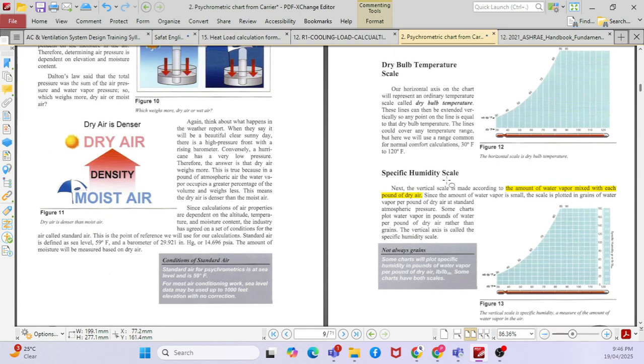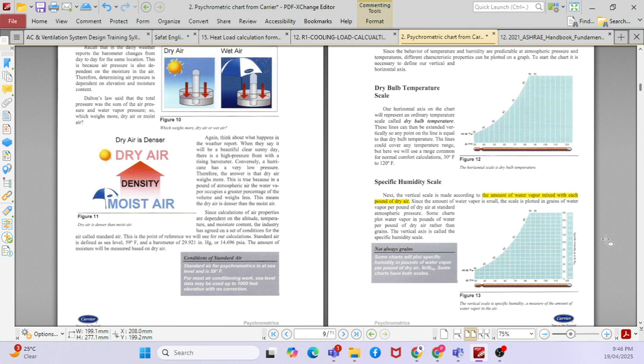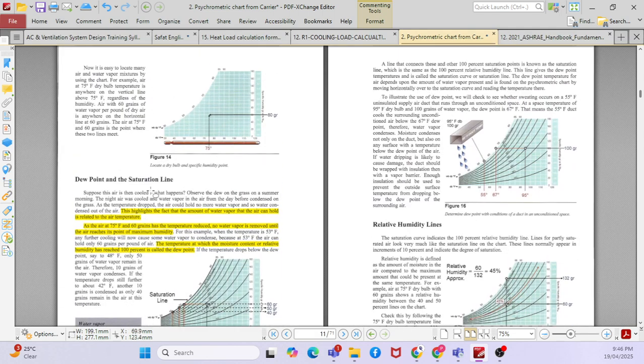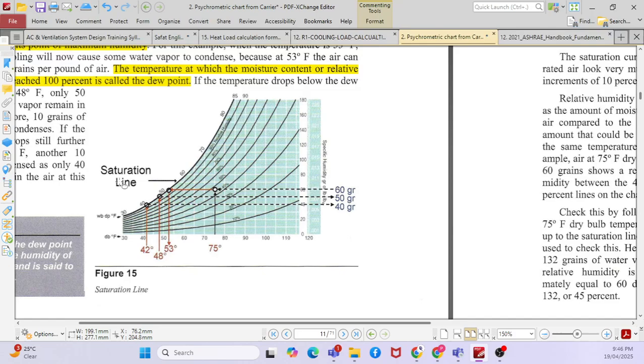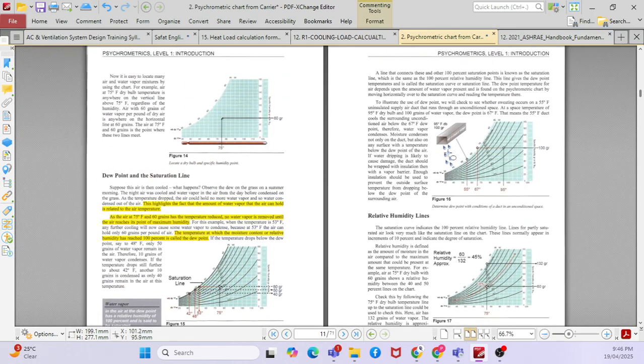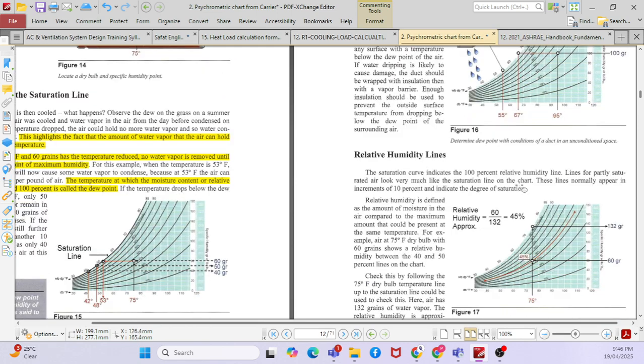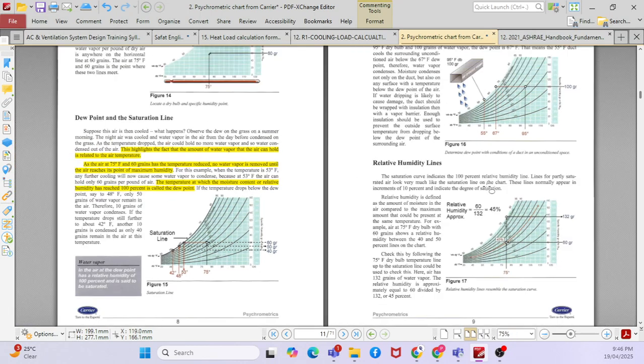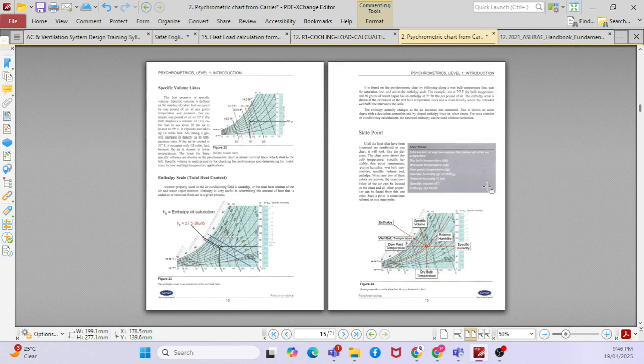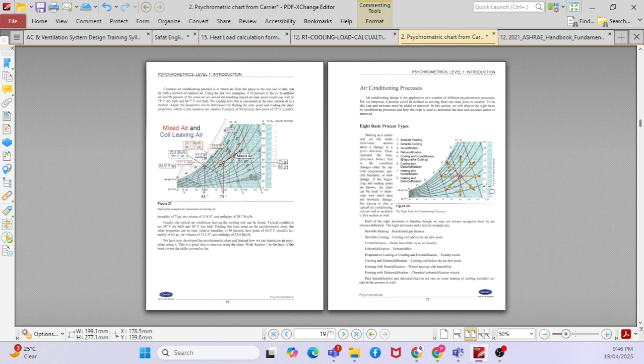And then there is a humidity scale. So this is the humidity, the specific humidity is here. And then you have the dew point temperature, which is nothing but the saturated line. So you can see that saturation line. This is the dew point temperature. So this also you will get some idea, and relative humidity lines. So this is a relative humidity line, right? I'll be sending you a document on dew point.